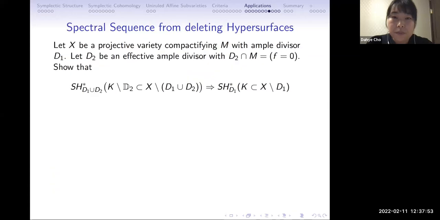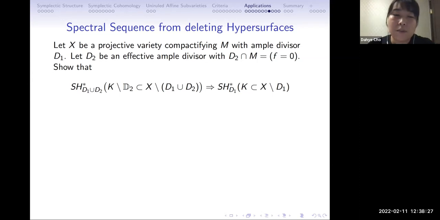So, for example, we will show that there is a spectral sequence from relative symplectic cohomology of... let me explain.